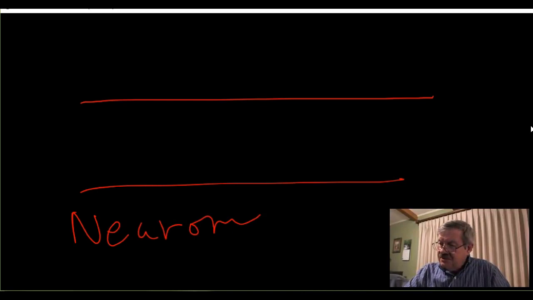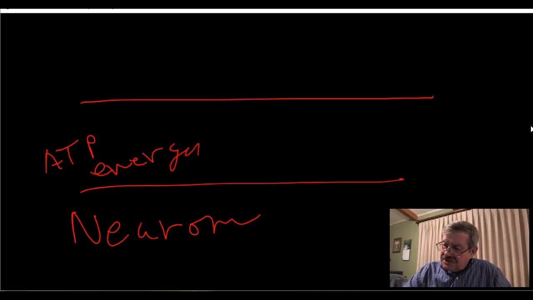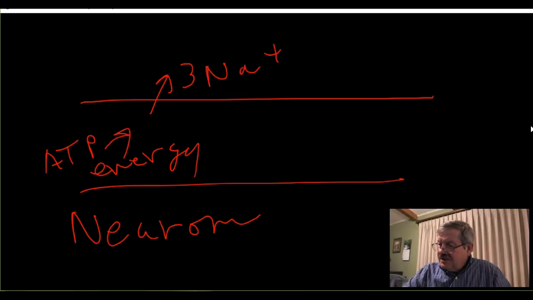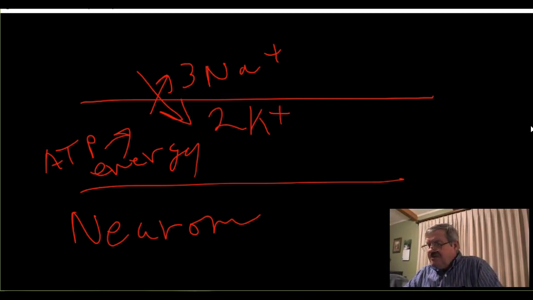Okay, so there's a neuron, and we are going to use ATP energy from the cell. So ATP is going to be the source of energy to drive this. We're going to pump 3 sodium ions out here. We're going to turn around and pump 2 potassium ions to the inside of this neuron.